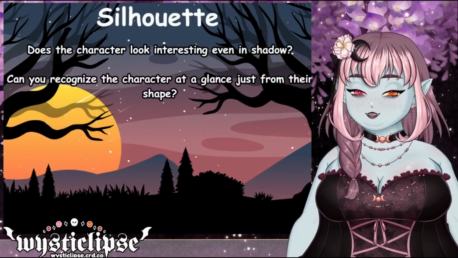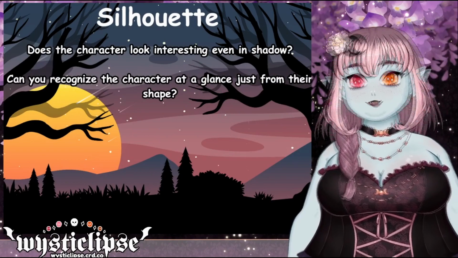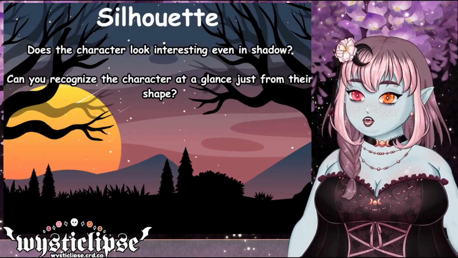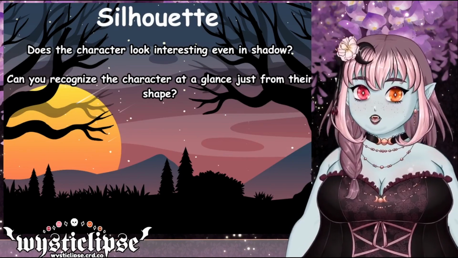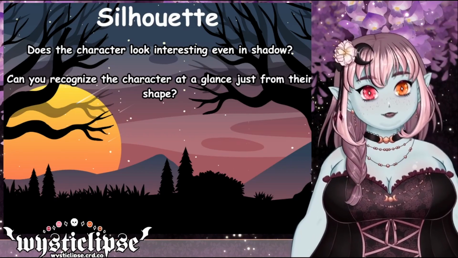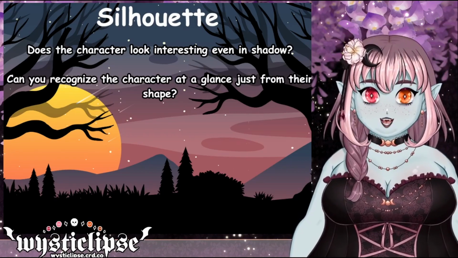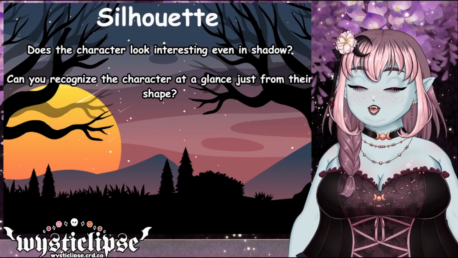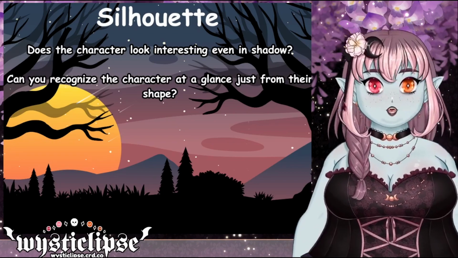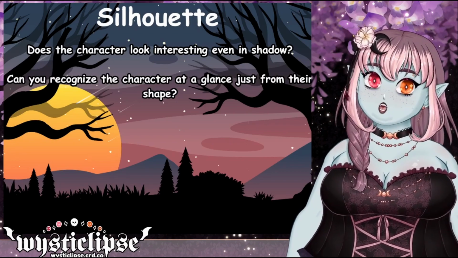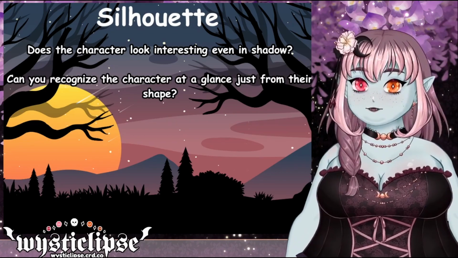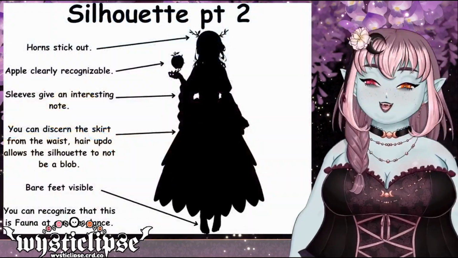Now let's examine the silhouette, and this is very straightforward, very easy. Does the character look interesting even when they're in the shadow? If you can recognize the character at a glance just from their shape, that's perfect. This is very important in game design specifically, especially in player versus player games. You want to be able to identify your enemy's healer as quickly as possible so that you can take them down. You also want your healer to be able to identify tanks so they can be healed. It's very straightforward. Let's have a look at Fauna's.